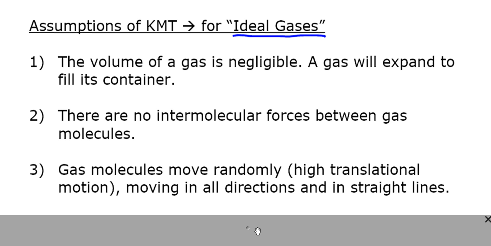Next, gas molecules move randomly, which means they have high translational motion, moving in all directions and in straight lines. So to assume that gases are moving around all the time, we have to assume they have lots of translational motion. But the thing that's important to note here, that while it is random motion, they can move in all directions in 3D, but they have to move in straight lines. So we're going to assume they're not curving or being pulled one way or another, anything like that. They have to travel in straight lines. If we do this, it helps us calculate pressure.